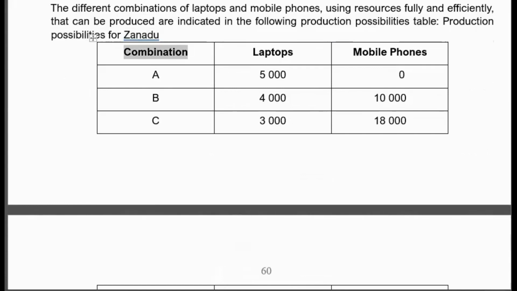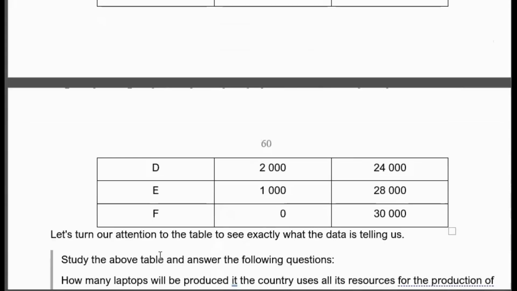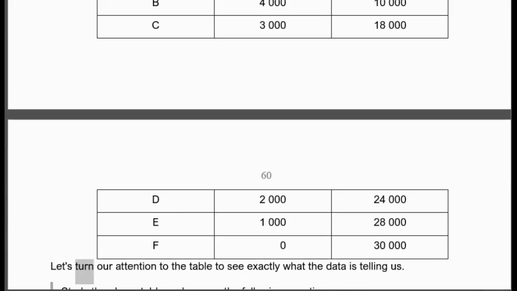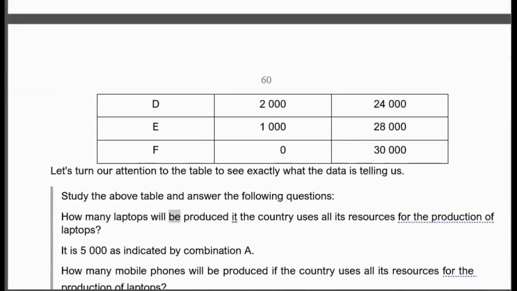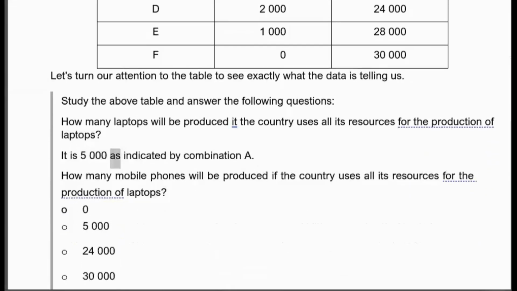Combination. Laptops. Mobile phones. Let's turn our attention to the table to see exactly what the data is telling us. Study the above table and answer the following questions. How many laptops will be produced if the country uses all its resources for the production of laptops? It is 5,000 as indicated by combination A.